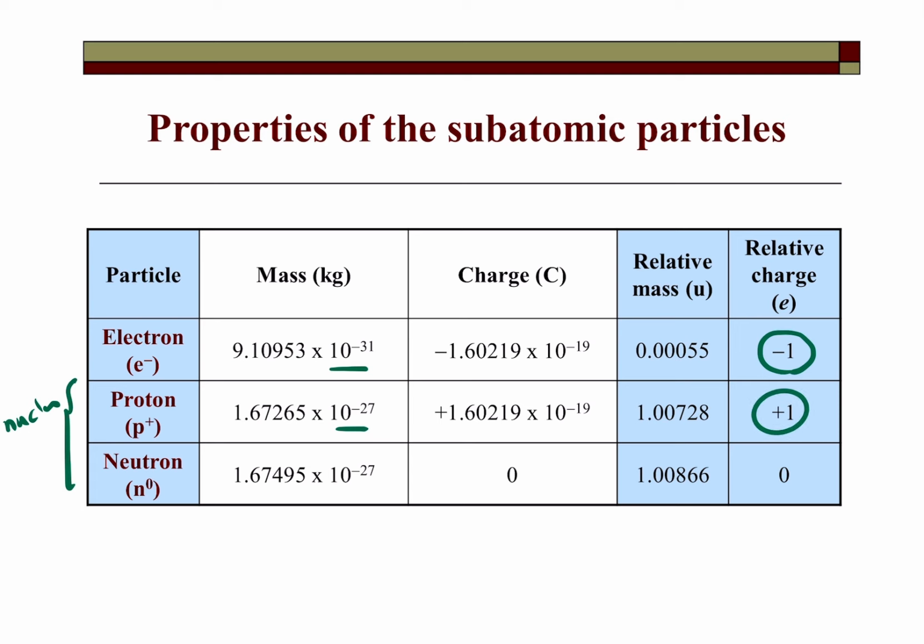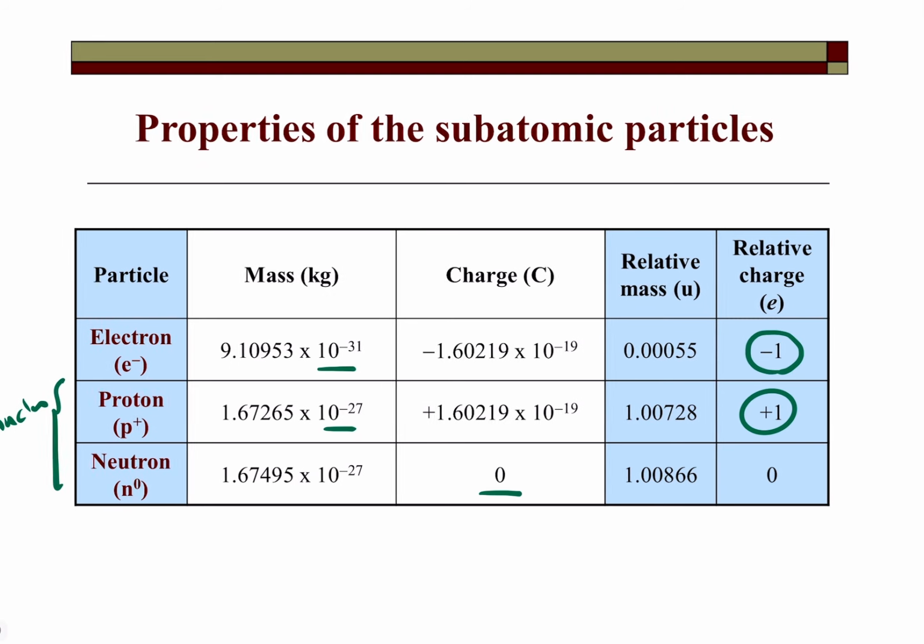Okay? And neutron has no charge. And relative mass, if you see, neutron and proton are almost relatively 1, but for the electron we couldn't find anything.